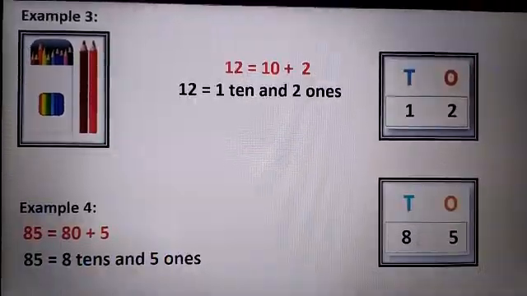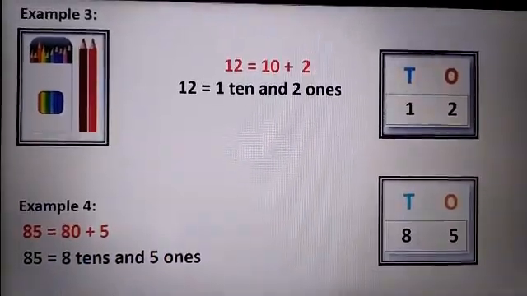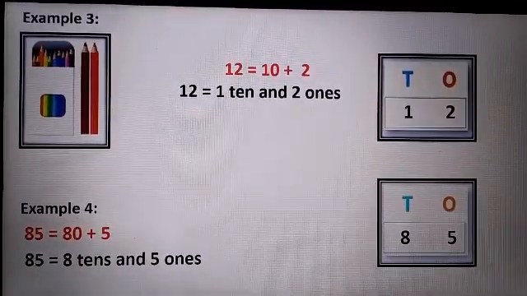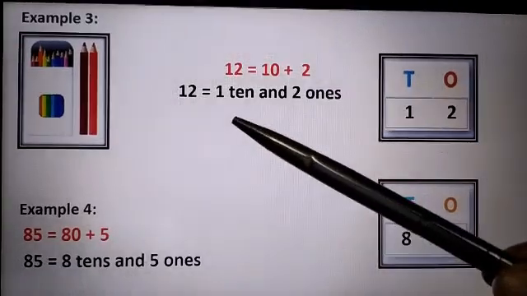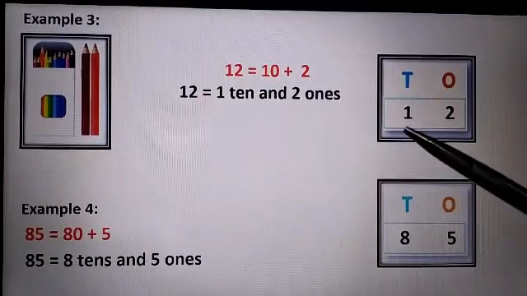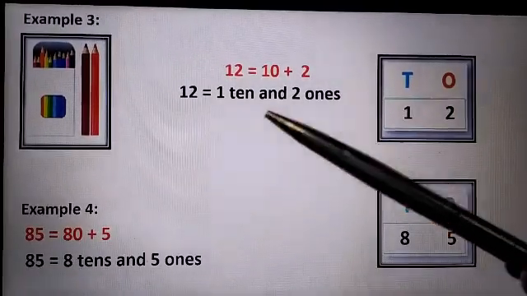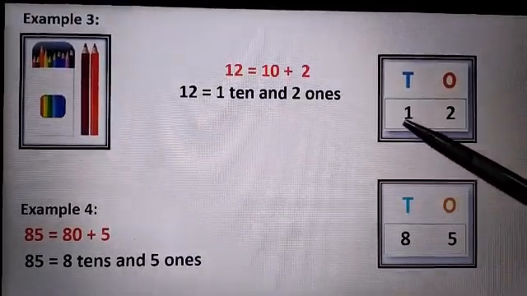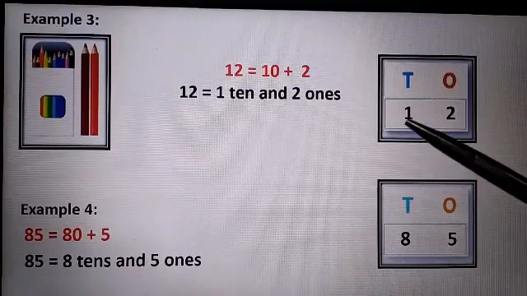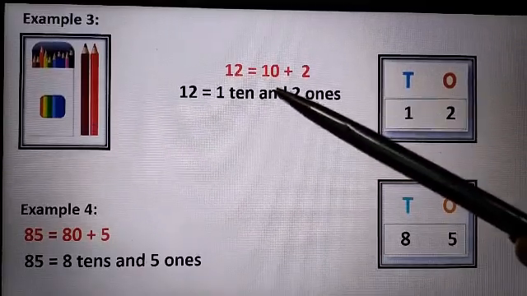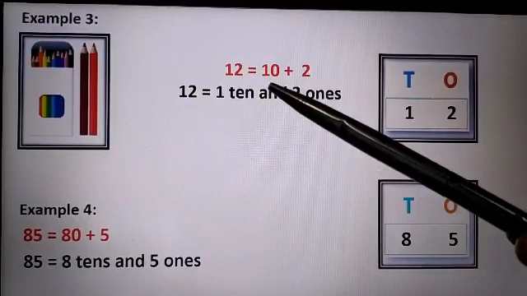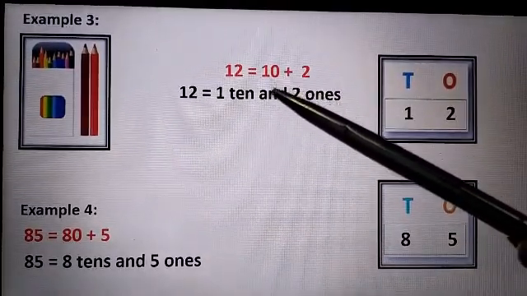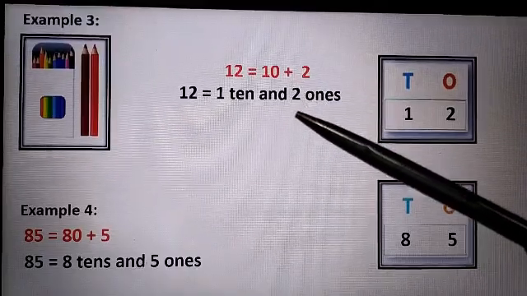Let's see a few more examples of expanded form. Now see, here it is only one bunch of color pencils, right? So here it is written 1 ten. And how many ones? 1, 2. 2 ones. So 1 ten and 2 ones make 12. So 1 ten is 10 plus 2. Okay? So 10 plus 2 is 12.